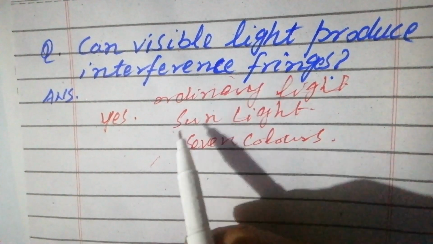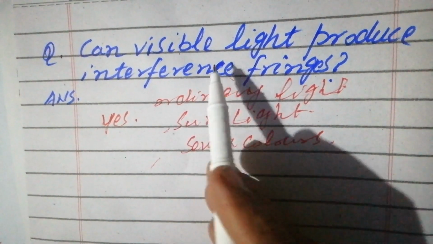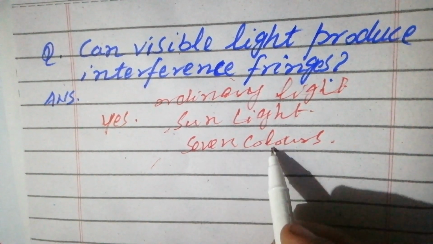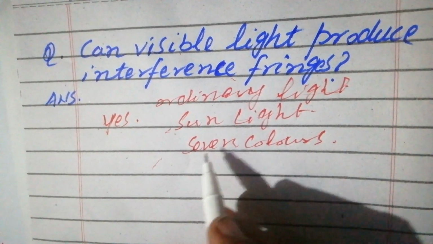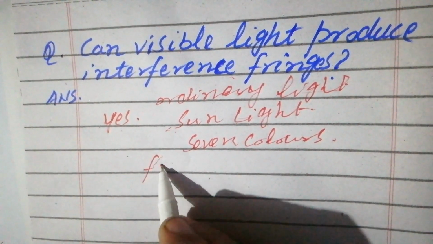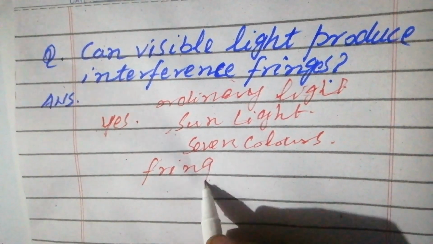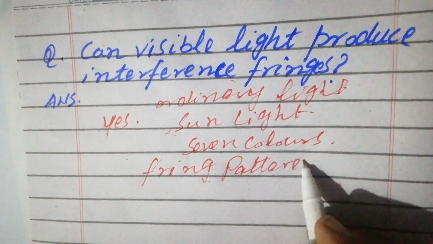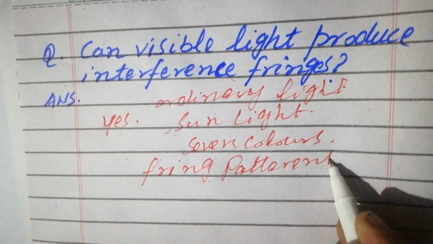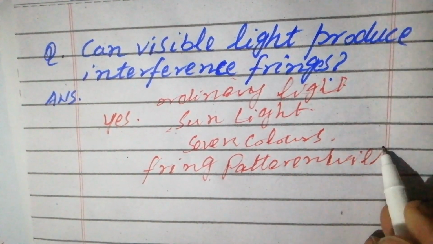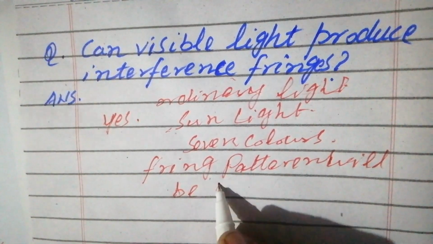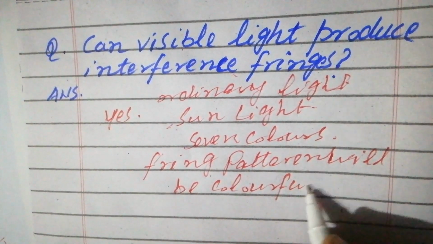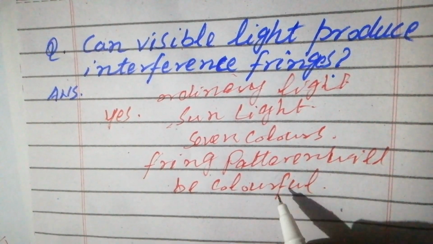And the other one is, as it consists of 7 colors, each color has its own wavelengths. So therefore, the fringe pattern will be colorful. Will be colorful or colored.